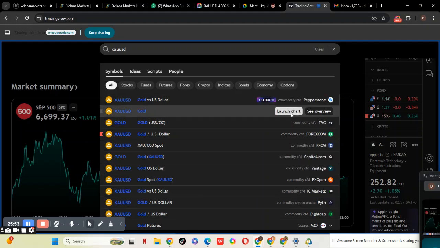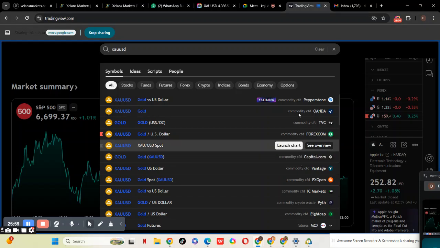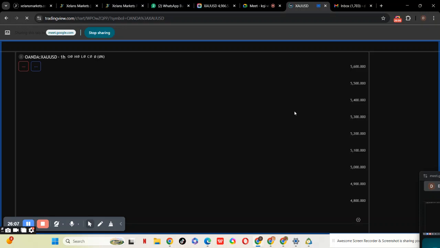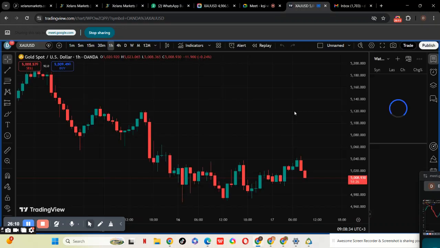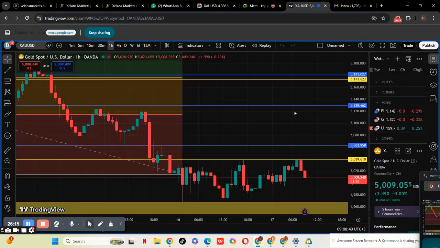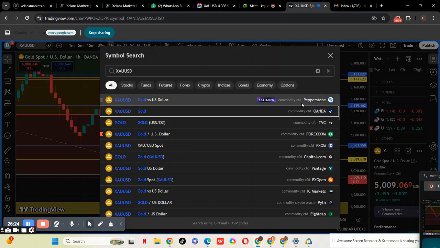Then you can select the broker that you want. Whichever broker you select here, the market is still the same. Personally, I usually recommend Oanda. It's more accurate, more timely, more up to date. Then it brings you to this chart. Since I'm using Oanda for my analysis, let me just select another random broker, you just use Pepperstone.